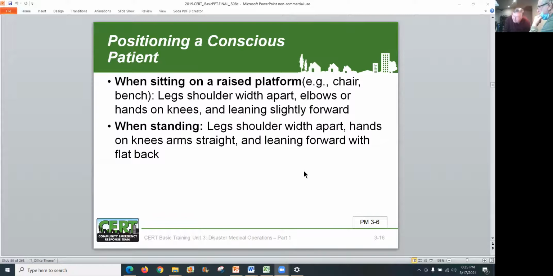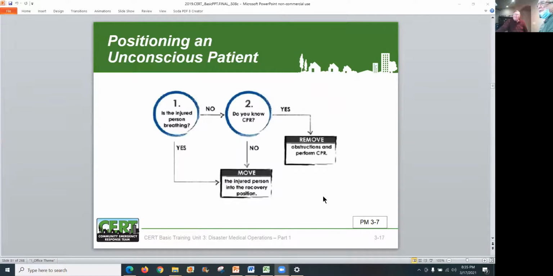So basically, the airway is important, isn't it? Very, very important. And there's a flow chart if that can help us understand. Is the patient injured, is the person breathing? Yes, he's breathing. So you just put the patient in a comfortable position and let him lie. But if he's not, you open up the airway, and then the flow chart here says, do you know CPR?